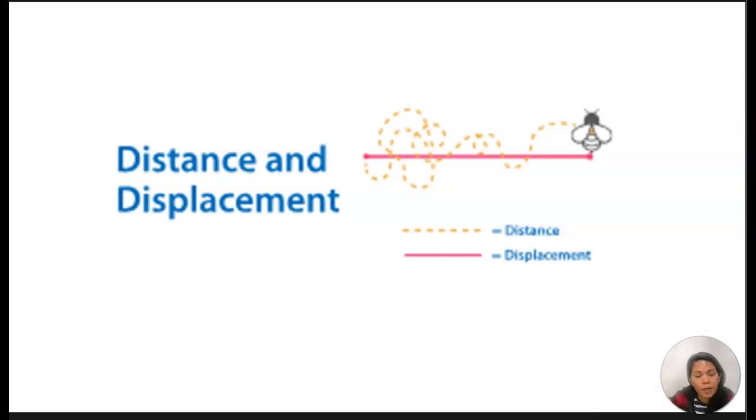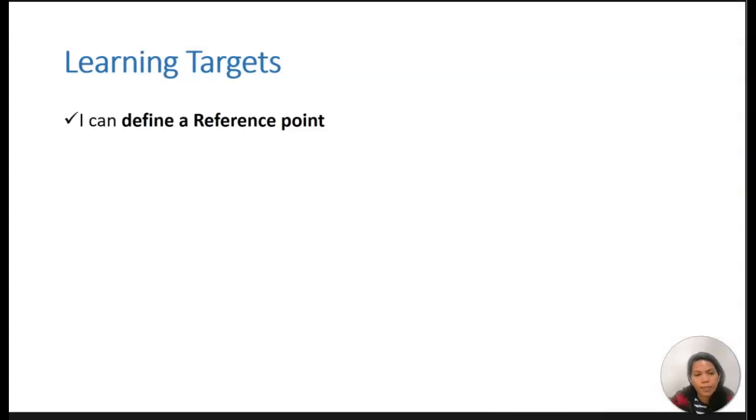Hello everyone, our lesson for today is about distance and displacement. Before we proceed, we are going to talk about our learning targets.